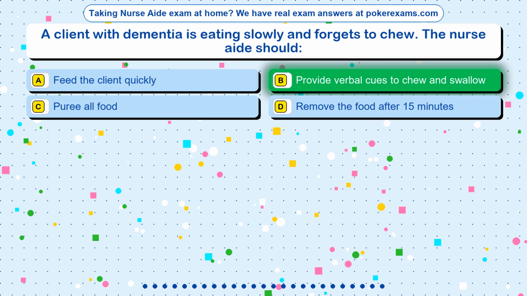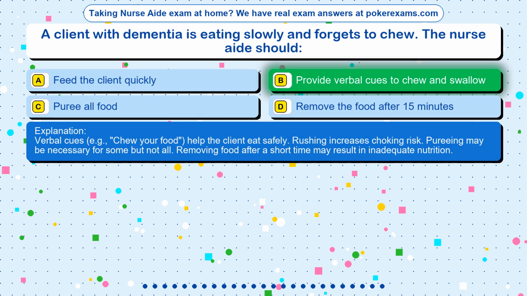The correct answer is option B, provide verbal cues to chew and swallow. Verbal cues, for example, chew your food, help the client eat safely. Rushing increases choking risk. Pureeing may be necessary for some but not all. Removing food after a short time may result in inadequate nutrition.